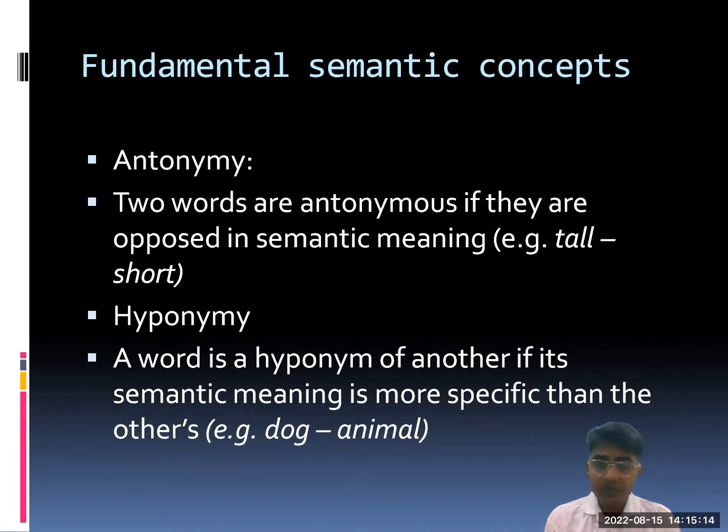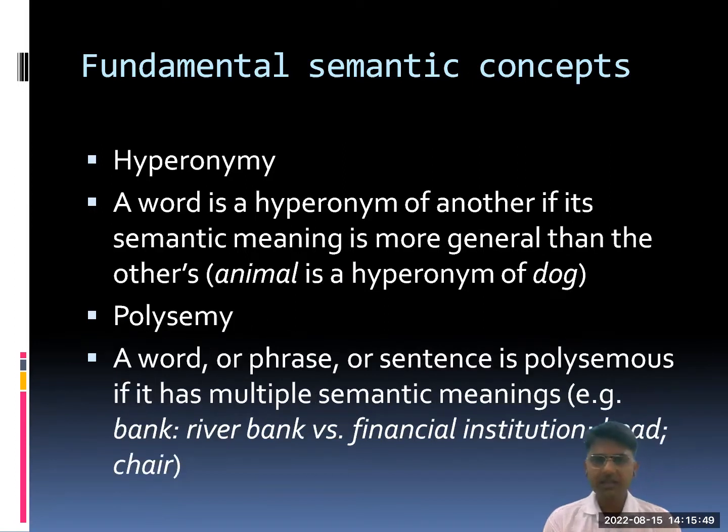Hyponymy is about when one word, like dog, is compared with others. In my very first example, somebody says dog, somebody says my best friend, somebody says animal. So which is more specific? My best friend? No, this word is not more specific, but I would say dog is more specific than animal. What specifies it? So this way we can see there are some other fundamental semantic concepts.